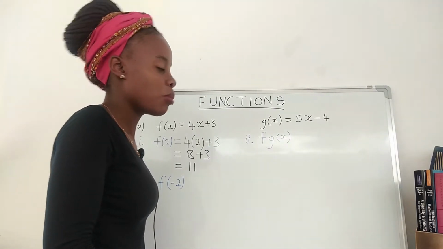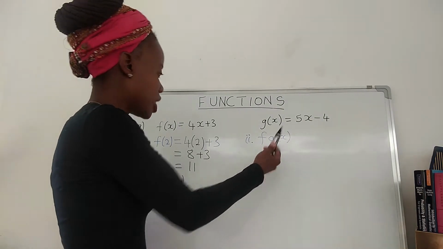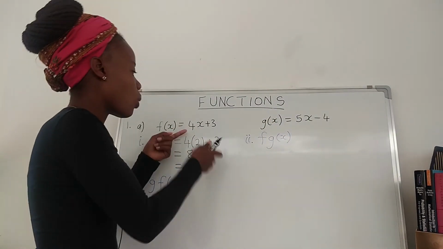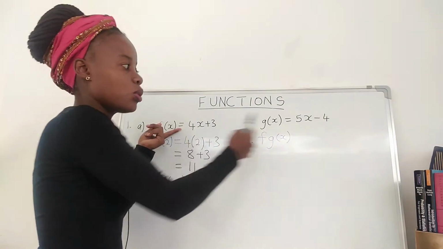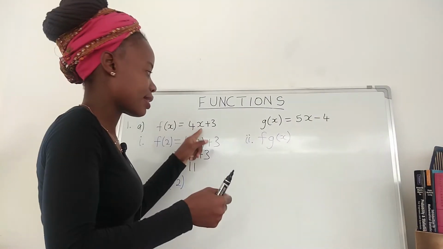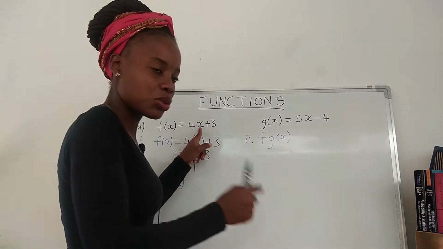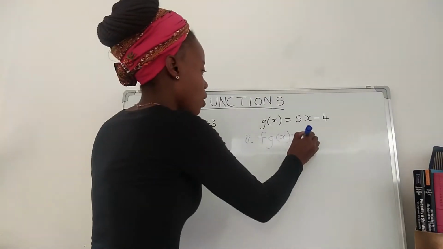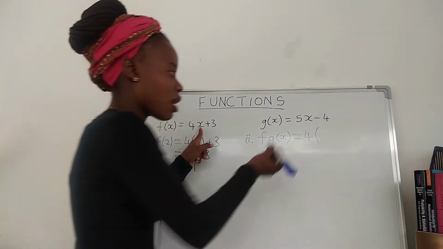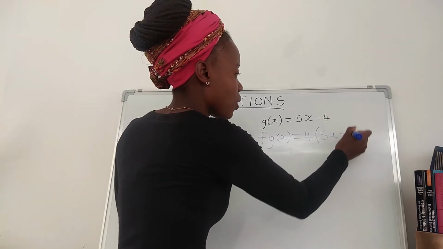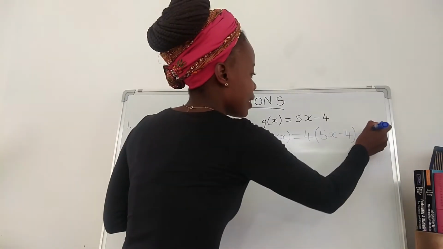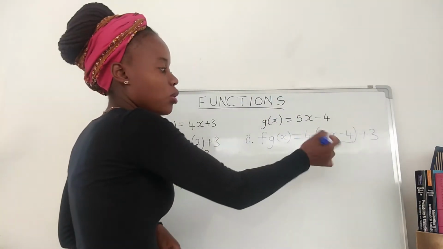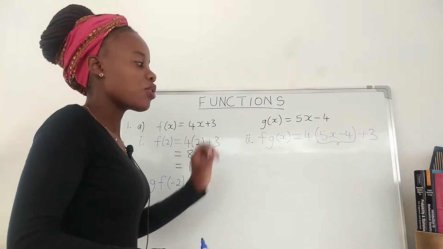Roman figure 2, we have a composite function. So, we are supposed to find f of g of x, right? So, g of x is supposed to be inside f. So, when you see x in f, you substitute the whole of g of x where you see x, right? So we're going to have 4 and our x now is 5x minus 4 plus 3. You can see that this whole thing was x. Now it's 5x minus 4 because it's f g of x, okay?